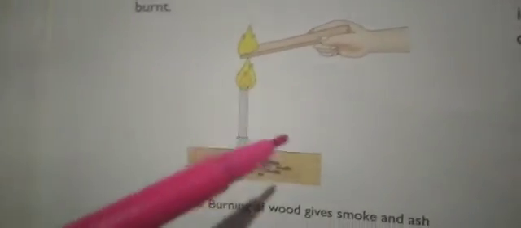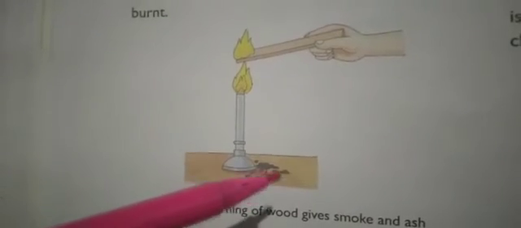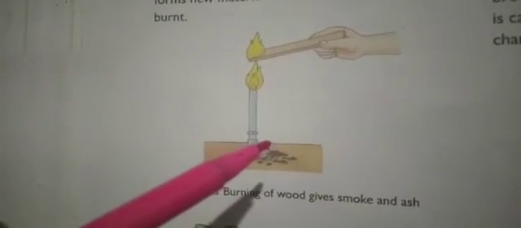So you cannot get wood back from this ash. Now that ash has formed, from this ash we cannot get the piece of wood, right? It is an irreversible change. So burning of wood gives smoke and ash. It is an example for chemical change.